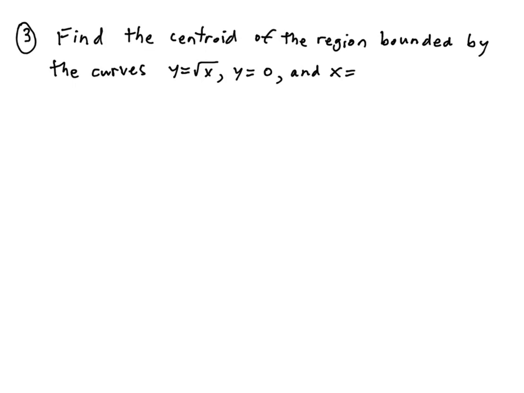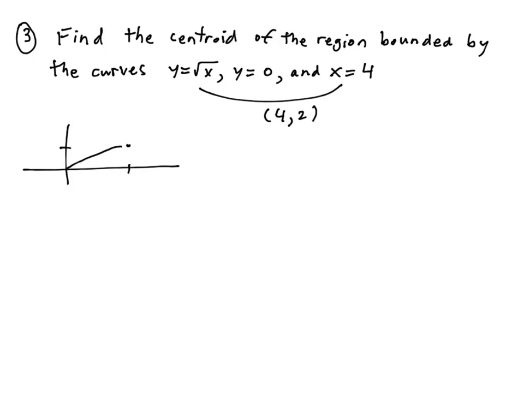Let me make that a little more clear. So what does this curve look like? y equals square root of x, y equals 0, and x equals 4. Well, if we see where y equals square root of x and x equals 4 meet, these two meet at the point (4, 2). So if we were to draw a picture of this, it looks something like this. So if that's 4, maybe that's 2. Oh, that's no good. Let me try that again.